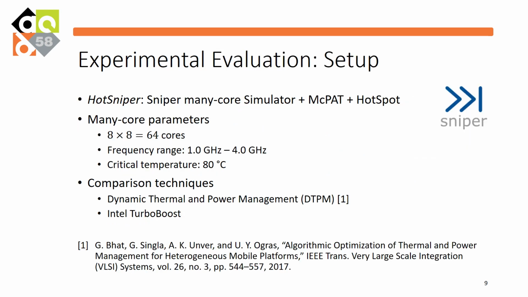We evaluate our technique in the Hot Sniper simulator, which extends Sniper with periodic power and temperature estimation. We simulate a many-core processor with 64 cores that are operated at frequencies from 1 to 4 GHz in steps of 100 MHz. The critical temperature is set at 80 degrees Celsius. We compare our technique against the state-of-the-art technique DTPM and against the state-of-the-practice Intel Turbo Boost.